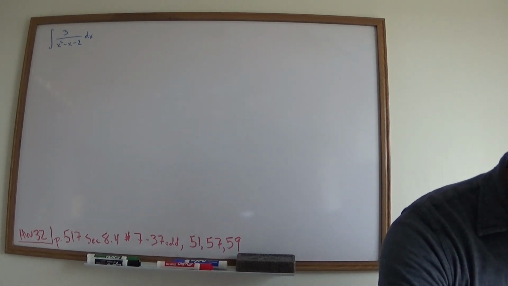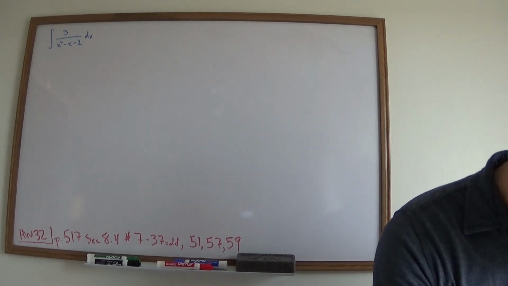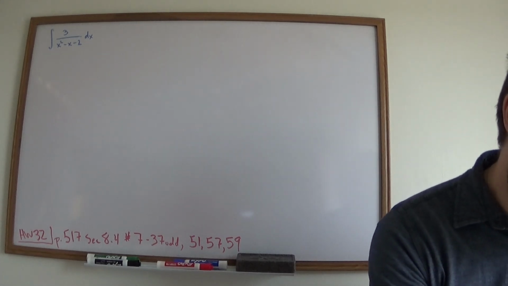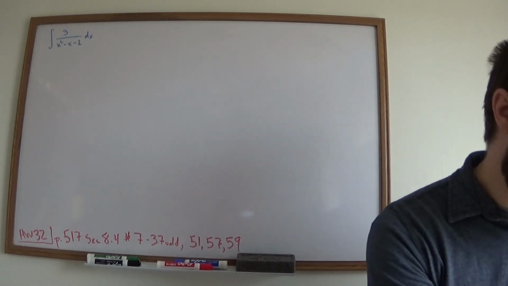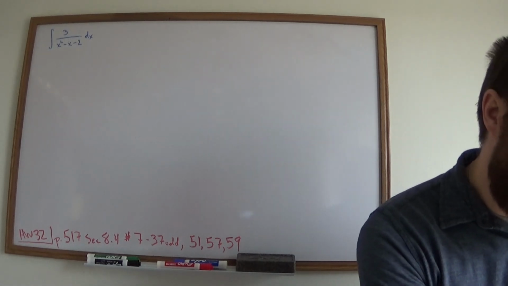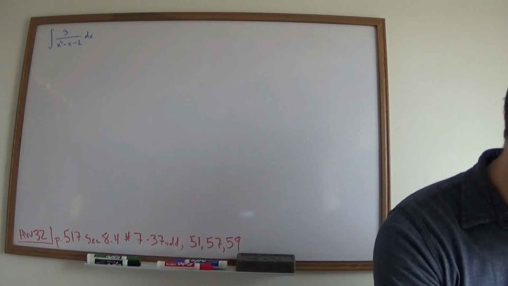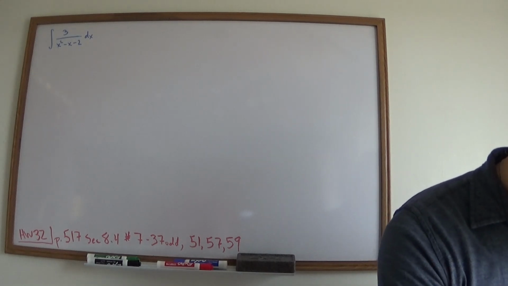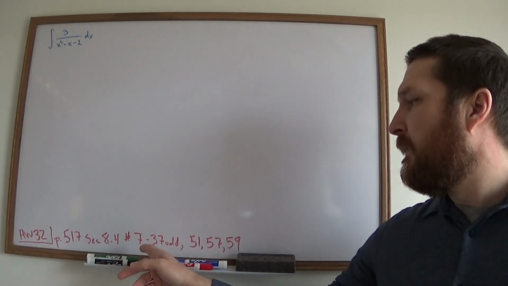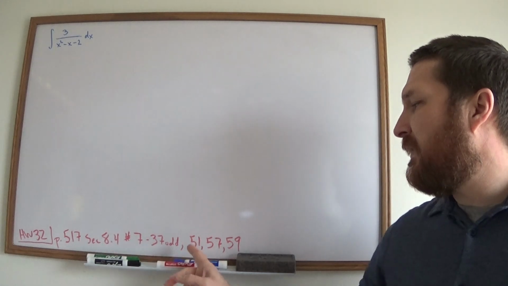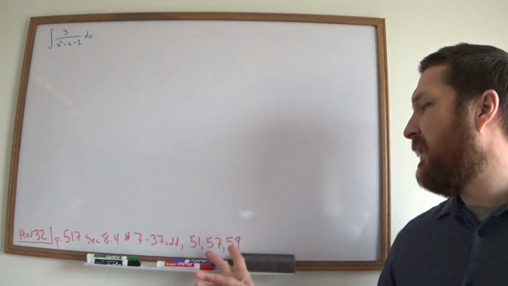I think what I'm probably going to do next class is say, instead of reading all of those sections, browse them so that you get an idea of what that stuff is, but we're not going to jump into it. Then we're going to go to 8.8 after that. But anyway, plugging right along, 8.4: numbers 7 through 37, odd, 51, 57, and 59.